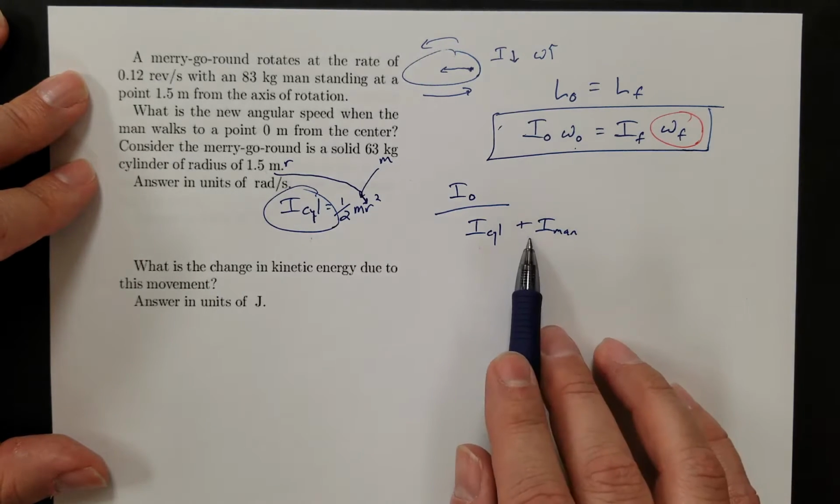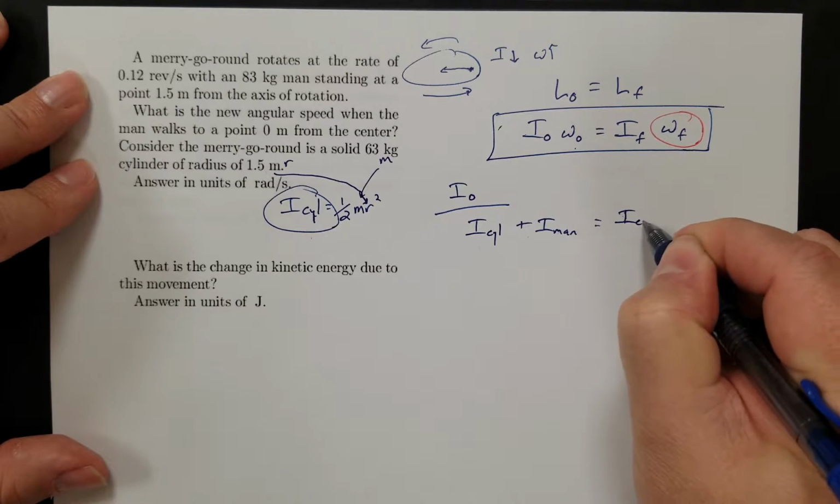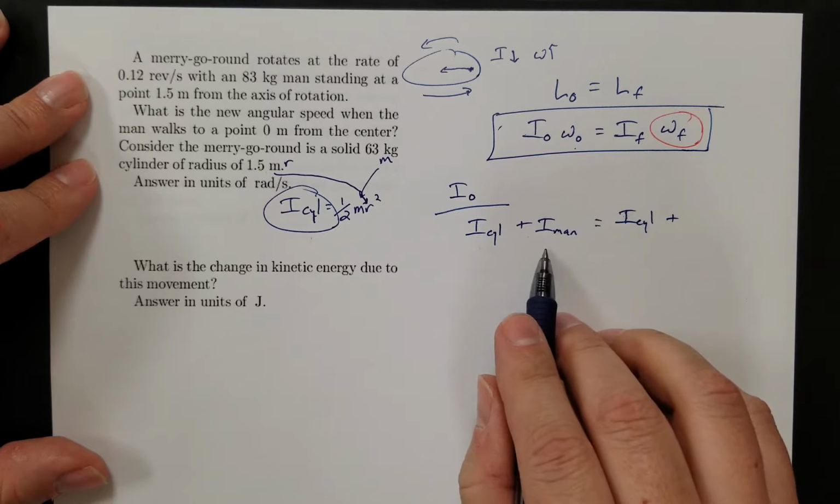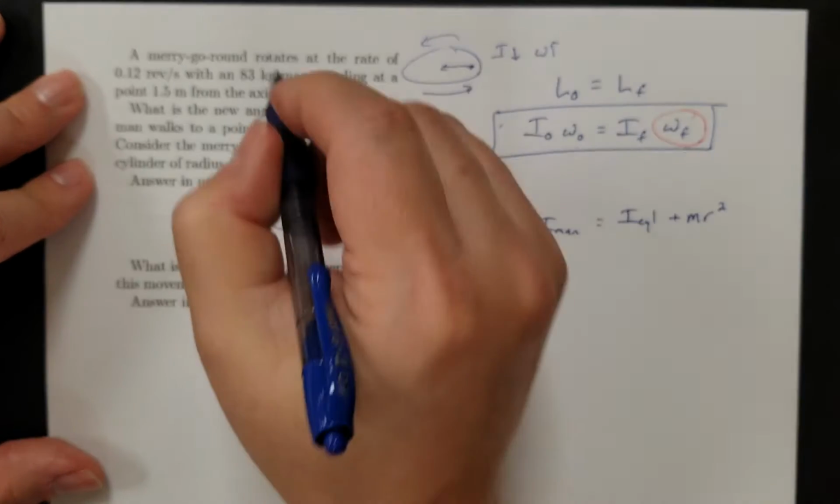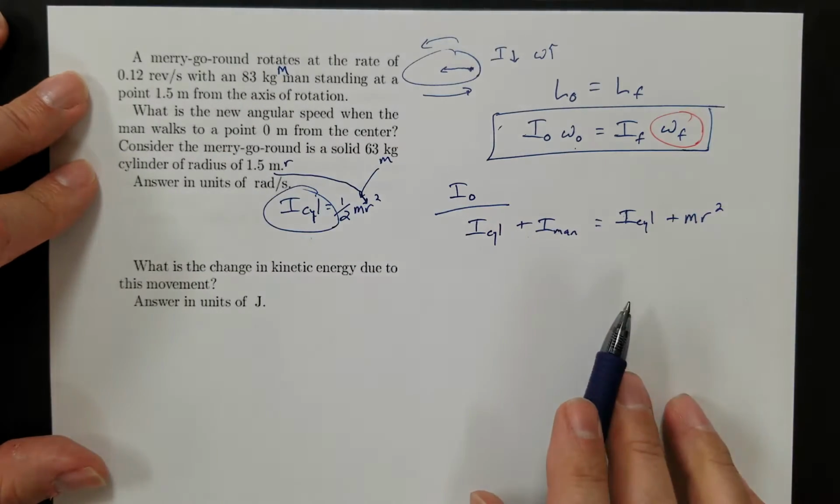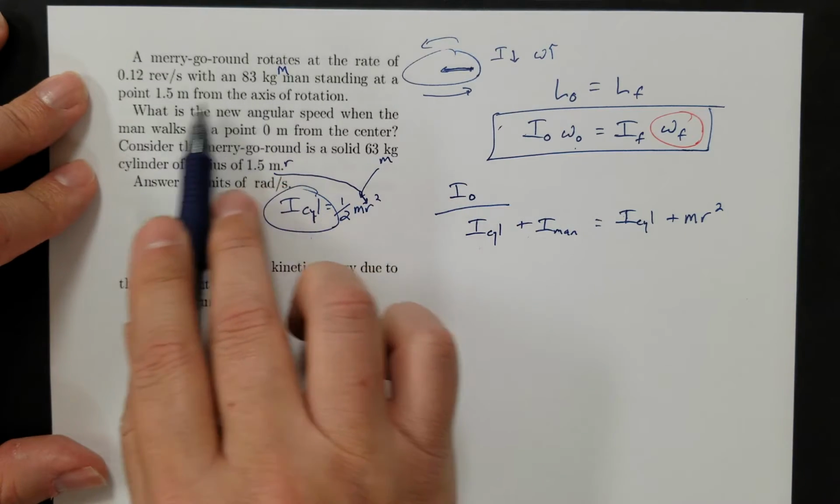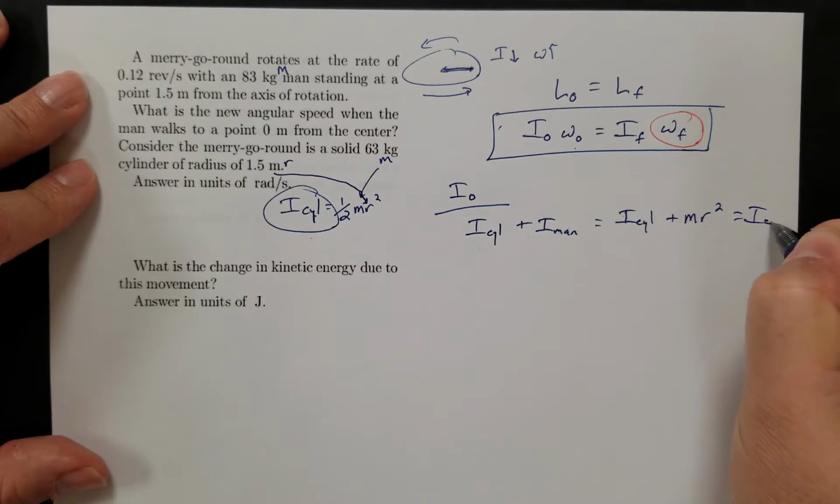And then I just got to figure out the moment of inertia of the man. So that's going to be the moment of inertia of the cylinder, which I will have figured out, plus the man is a point mass. So the man is going to be mr squared. The man's mass is m, and however far he is is r. Over here, when he's out here, 1.5 meters, that would be my r. And that would give me I naught.